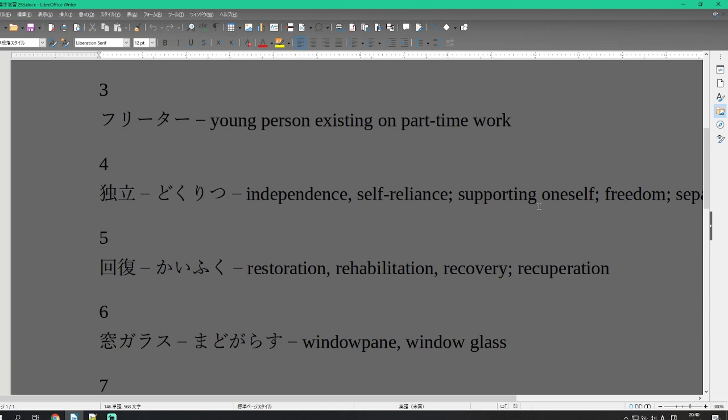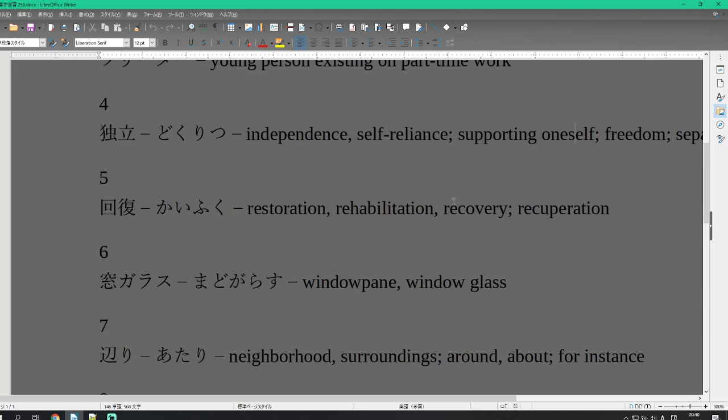Number 5 is kaifuku. Kai on the left side is to go around or many times over. Fuku on the right side is to review or go back and do something. So reviewing or restoring many times around is restoration or rehabilitation. Kaifuku is restoration or rehabilitation.